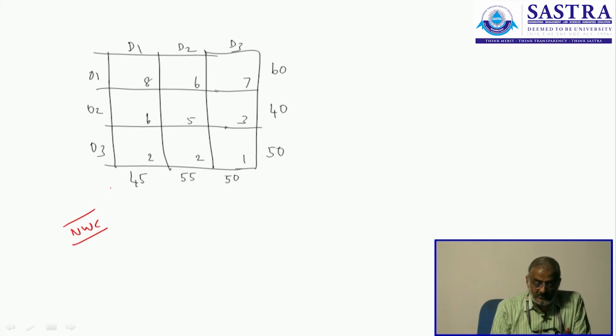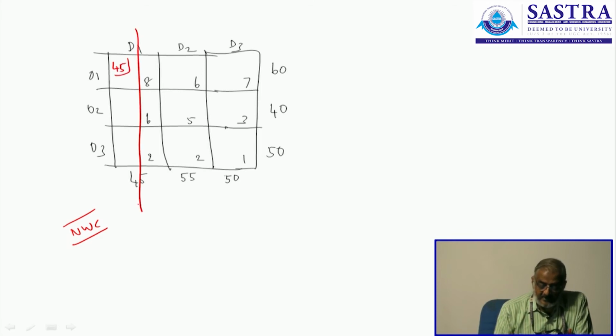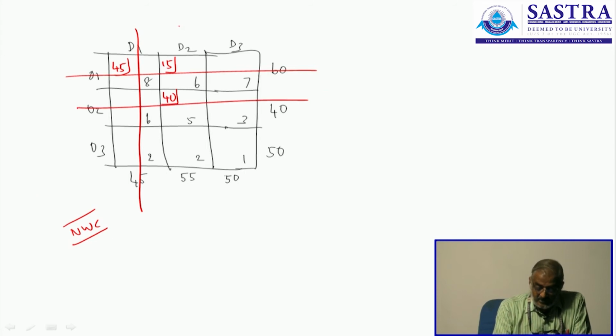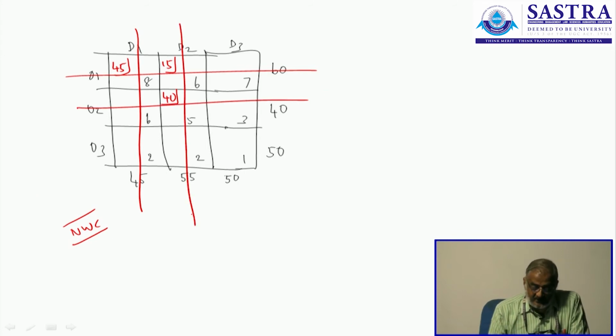Now what is northwest? O1 D1, where the demand is 45, supply is 60. I can satisfy all the demand, so I can cross this demand. Next northwest cell is O1 D2, where the demand is 55, but the supply is 60 minus 45, that is 15 units. So 15 we can supply, and against this supply is over. Next northwest cell is O2 D2, where the demand is 55 minus 15, 40. So supply is also 40. So I can put 40 here. Supply is also out, then demand can be taken off, right.